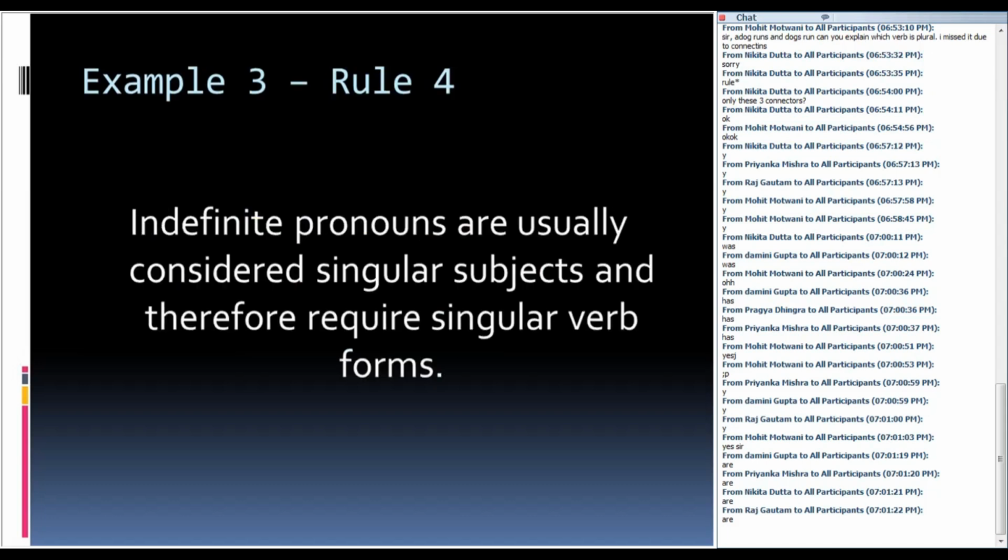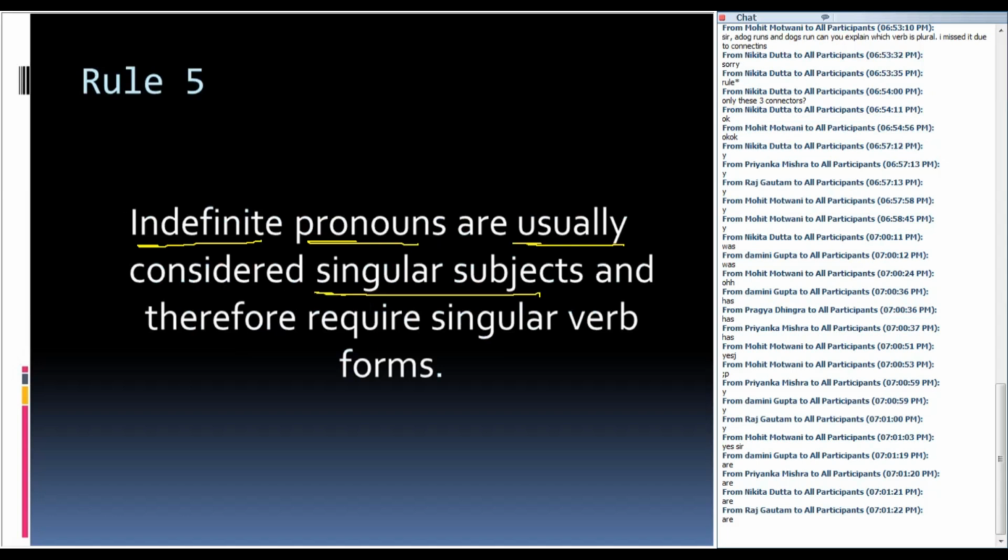Now, let's come to rule number 5. Rule number 5 says that indefinite pronouns are usually, not always, okay? Indefinite pronouns are usually singular subjects. Indefinite pronouns are usually singular, and therefore they will require singular verb forms. Majority of indefinite pronouns are singular. What are indefinite pronouns? We all know what exactly is a pronoun. Pronoun is a substitute for a noun. Okay? Pronoun is a substitute for a noun, we know that.